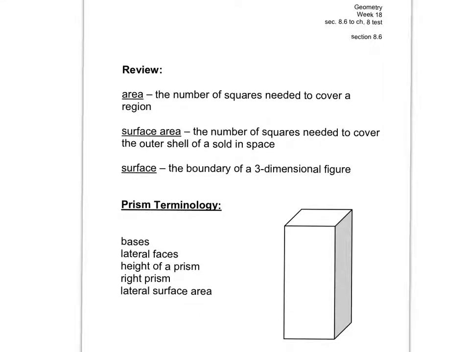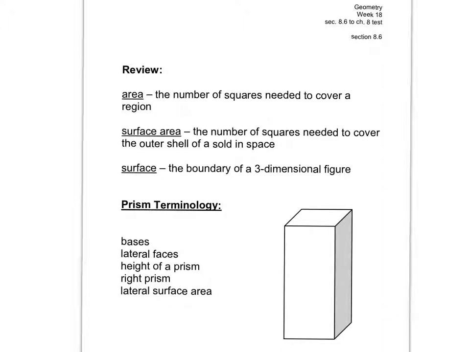Hi, this is a video that's going to go over section 8.6, Geometry, week 18. First, review. We know that area is the number of squares that's needed to cover a region, and the surface area is the number of squares needed to cover the outer shell of a solid in space.